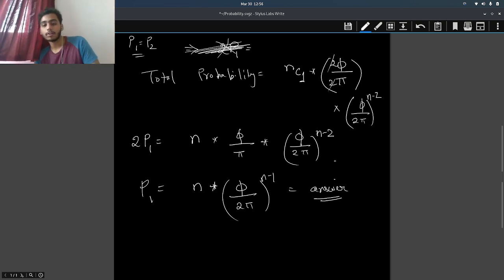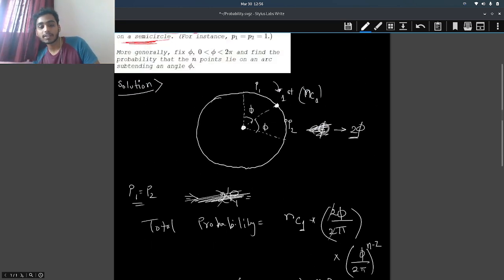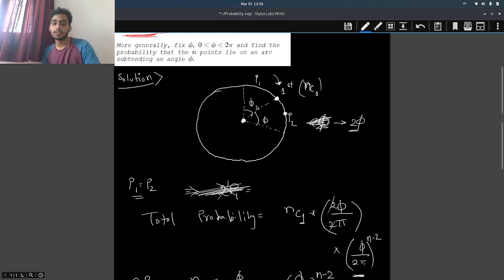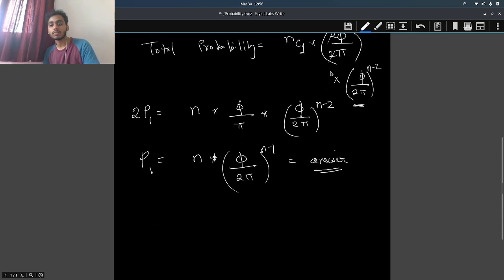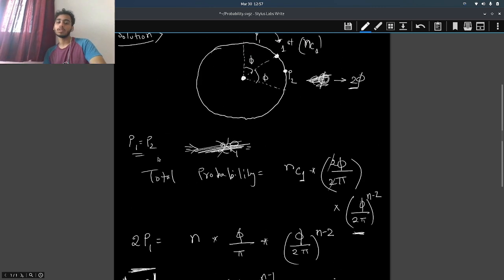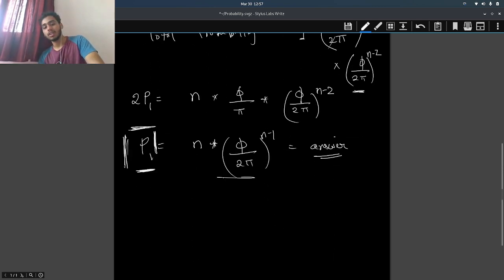Basically, how did this phi by 2 pi come? When we select the second value, we now know that we cannot go further, this is the arc which we have to select, and there is no other option, and hence phi by 2 pi is the probability of that arc. If it was not constrained, the second point could have been anywhere in the total arc. Now the probability that all of them are in one arc is n into phi by 2 pi.